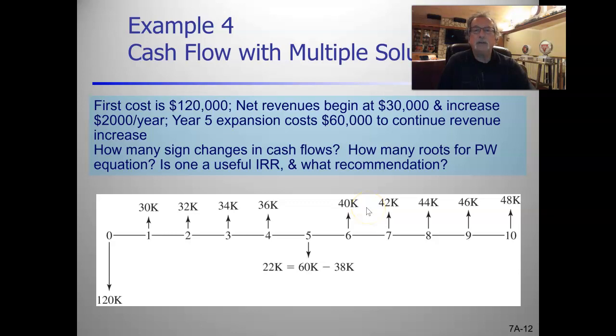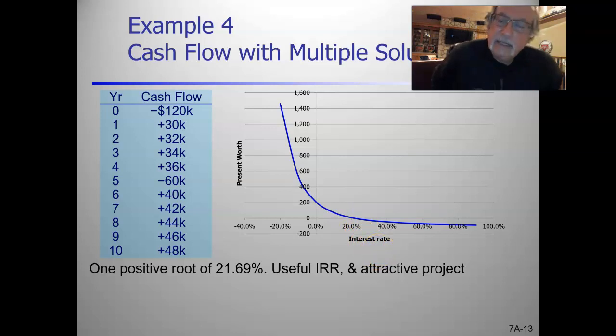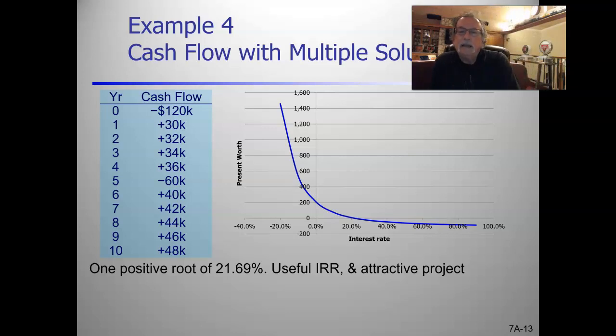Well, what we need to do is plot this series of cash flows as a function of interest rate. And if we did that, this is what it looks like. We've got one positive root at 21%, and therefore it's an attractive project. Now, they don't always work out this way.